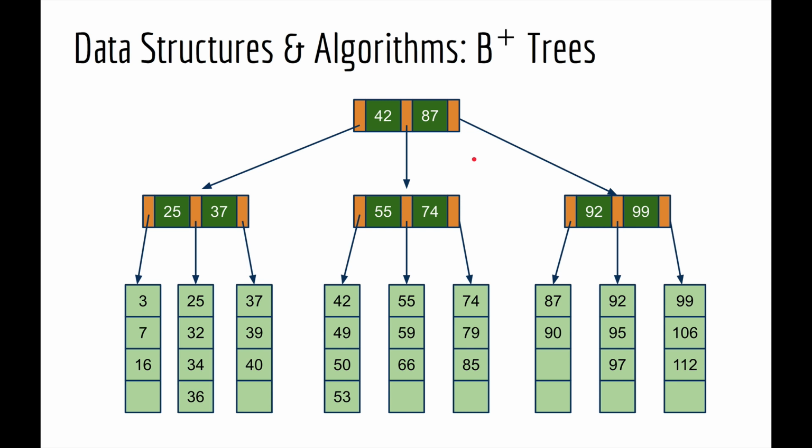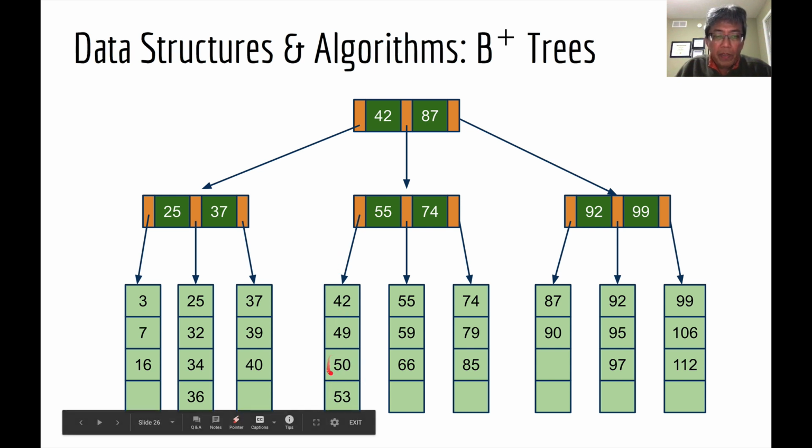So let's say we are searching for 50. The root node directs us to follow the middle pointer, and to search for 50, the next layer index block directs us to follow the left pointer, which will direct us to this data block, and 50 is found inside that block.